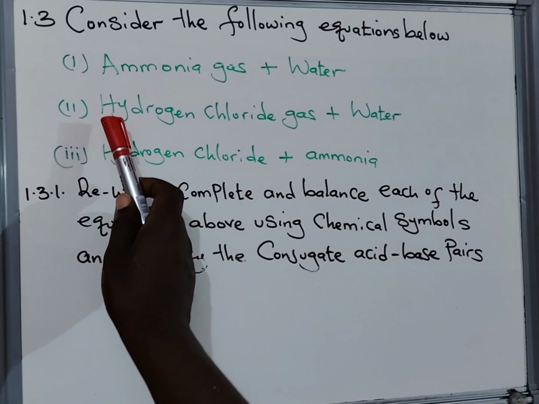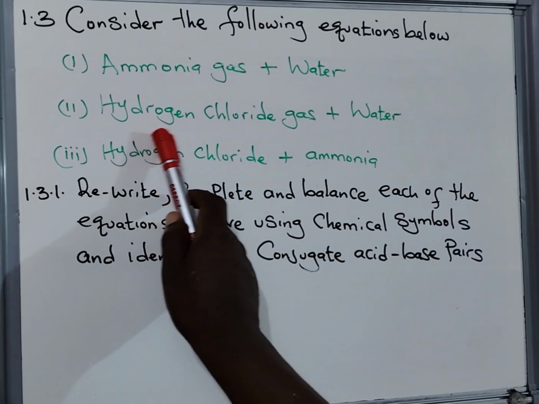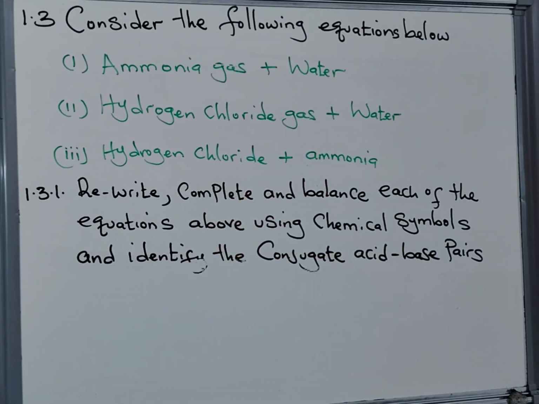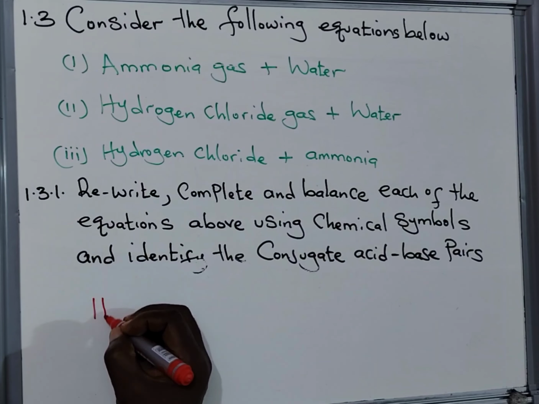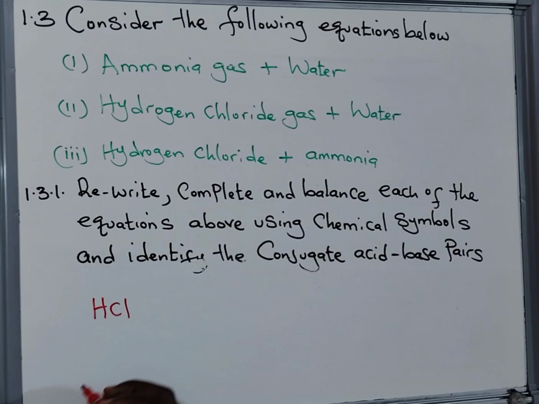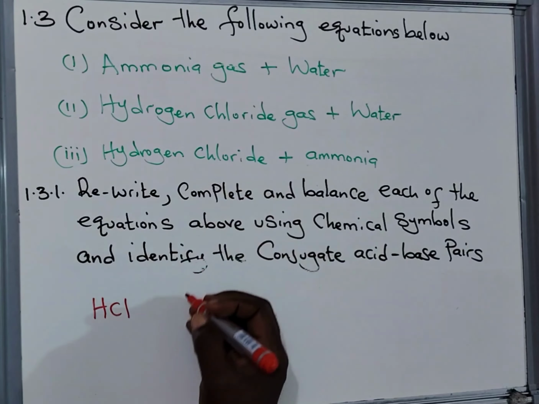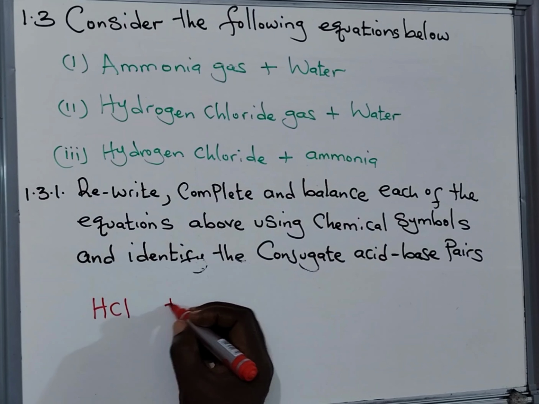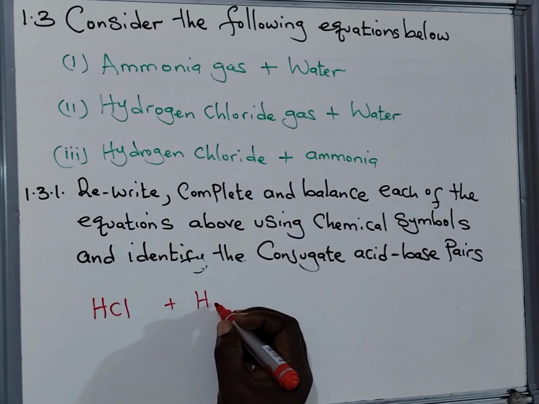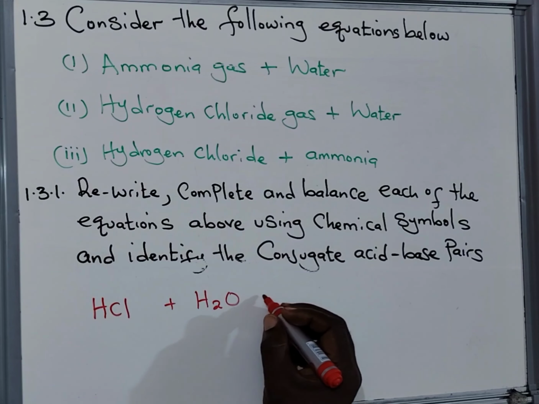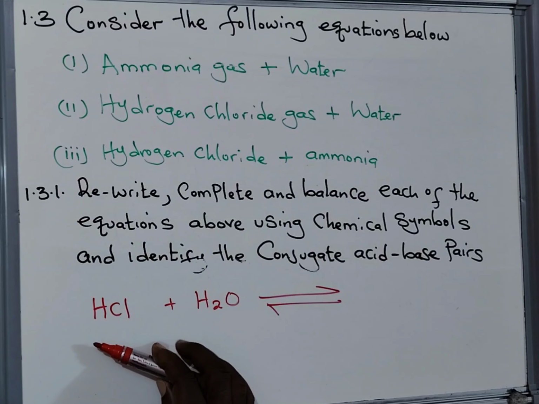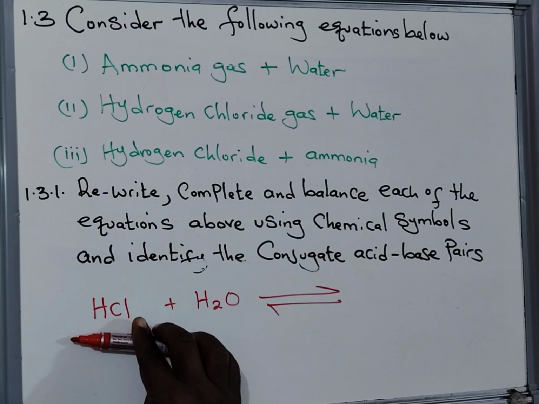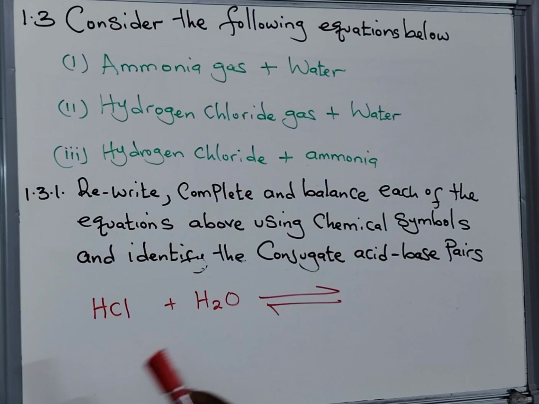And then you come to this one, hydrogen chloride gas plus water. What do we have here? We have hydrogen chloride, and we are adding water. You need to know that when these two are together, there is a tendency that this one is an acid and this one is the base.